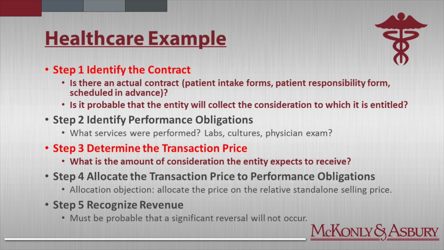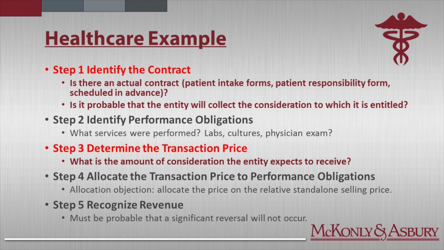And then on step 3, what is the amount of consideration the entity expects to receive? Once you've identified you have a contract that you may collect, because step 1 looks at intent and ability to pay, in step 3 you kind of revisit that. So what is the amount of consideration the entity truly expects to receive? Step 1 is, do you think you'll collect what you're entitled to? Step 3 is, what does the entity expect to receive?